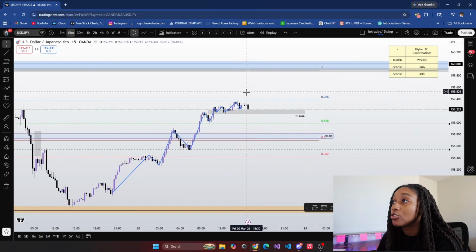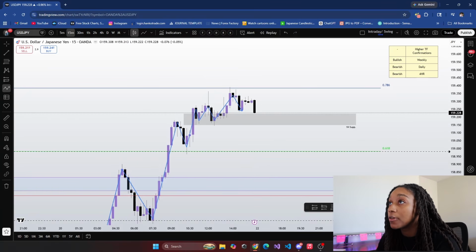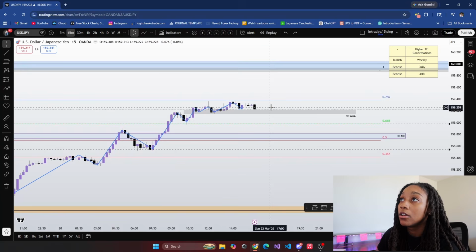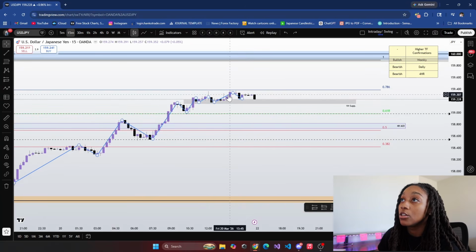But notice right here, if I zoom in, price just failed to make a high. Look at this. We failed to make a high. And on the 15-minute, we're currently breaking this 15-minute low. So pay attention to the lower time frame, y'all. It's going to tell the story. It's going to tell you what price wants to do.